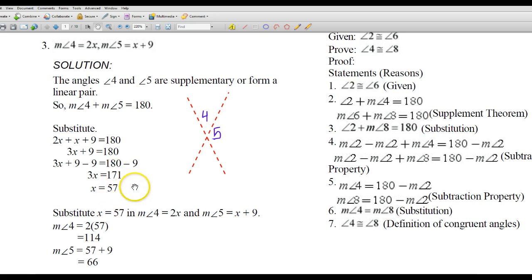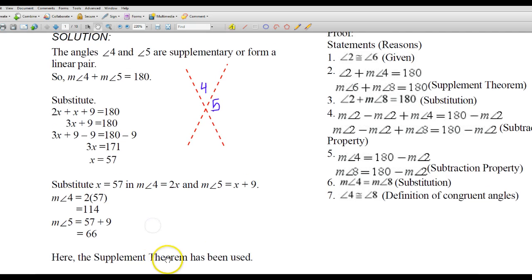From here we have to find out the angle measure. So we need to substitute 57 in for x for the measure of 4 and 5. So the measure of angle 4 is 2x, or 2 times 57. The measure of 5 is x plus 9, or 57 plus 9. So our angles are 114 and 66 degrees. And once again, we use the supplements theorem. If two angles form a linear pair, then they are supplementary.